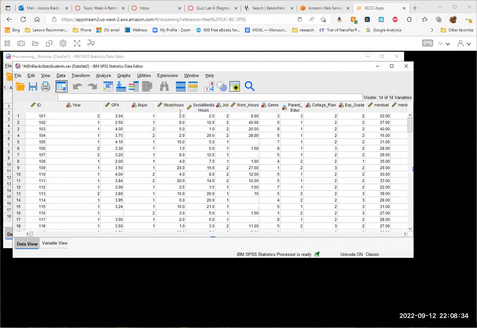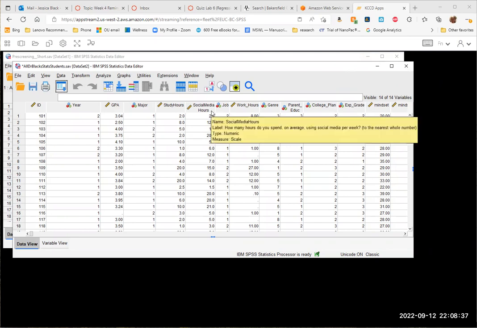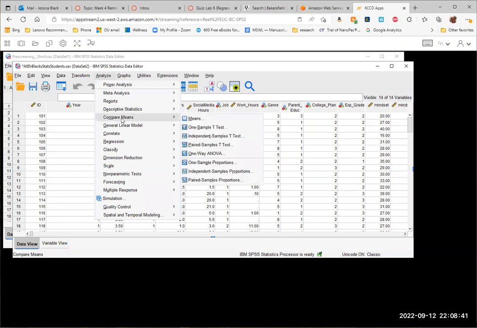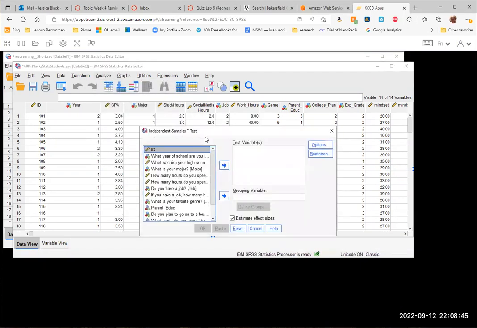So they're independent groups. People with a job are not the same people as the people without a job. So we can select Analyze, Compare Means, Independent Samples T-Test, because they're independent, right? And we're going to put "Do you have a job?" as our grouping variable. So that's the first thing you do.